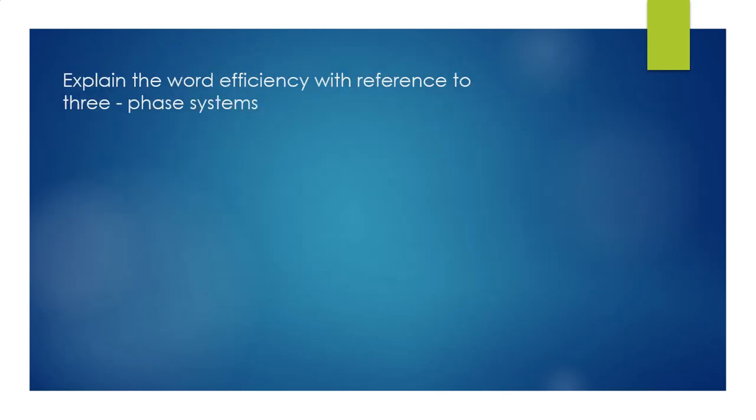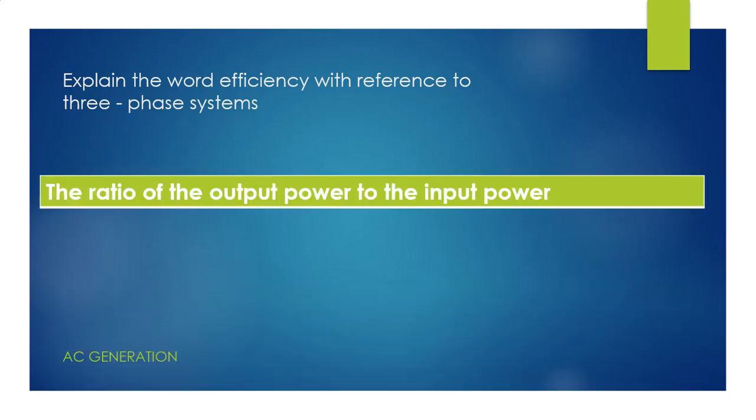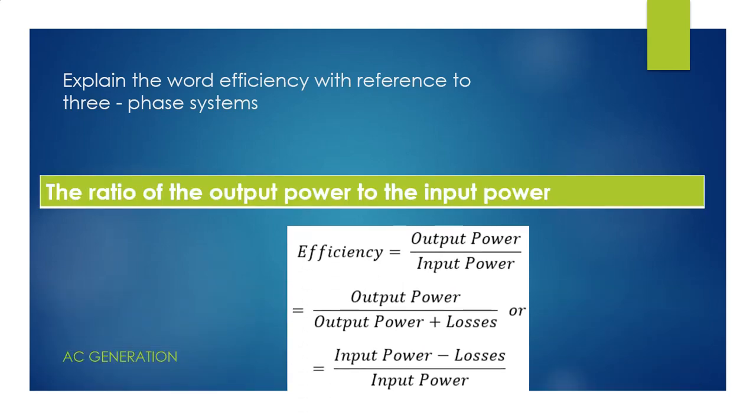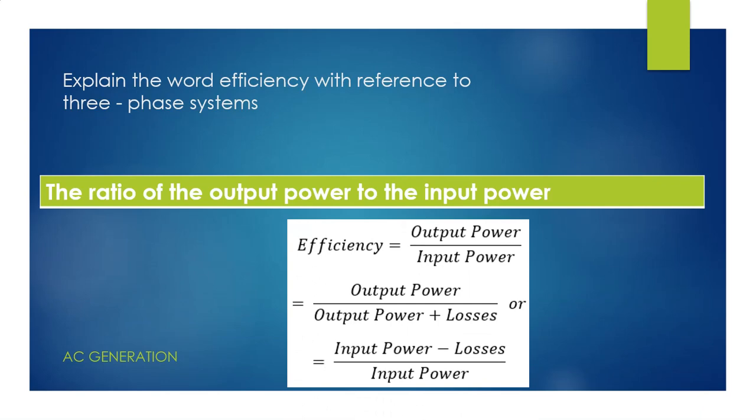Explain the word efficiency with reference to three-phase systems. The ratio of the output power to the input power. The efficiency formula is output over input.